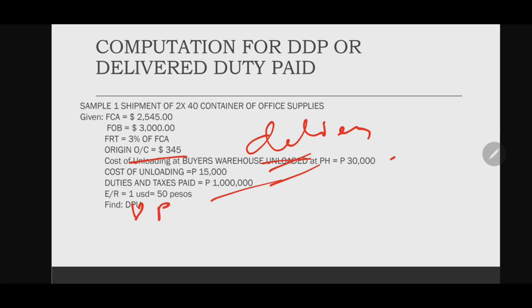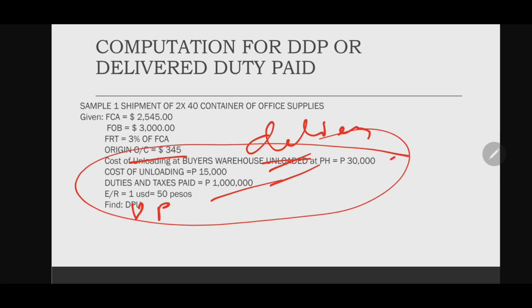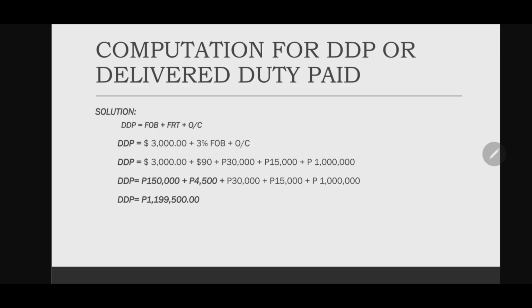Okay, so for DDP, this is the maximum obligation of the seller, meaning that he or she will be paying all of the charges that the shipment has incurred, including the duties and taxes from the Bureau of Customs. Okay, so in this computation, we need to add all the destination other charges that are given in this problem. Okay, so this is how you compute for that. So just like earlier, the formula is FOB plus freight plus other charges.